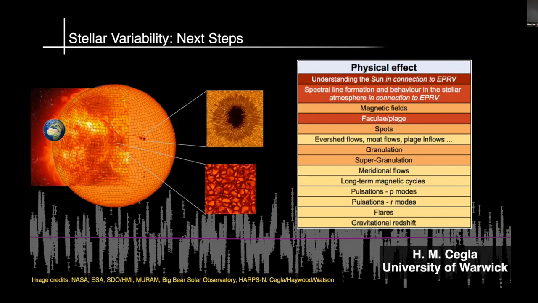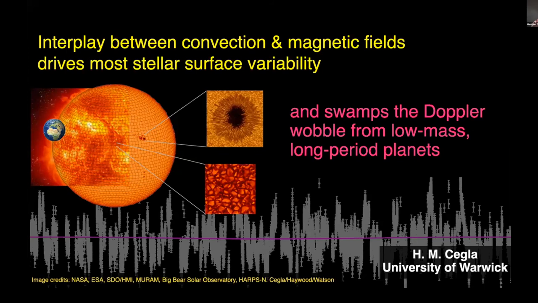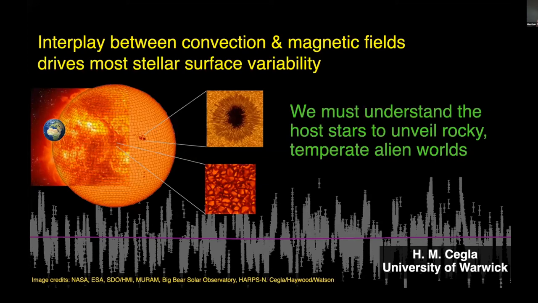So the takeaway here is that the interplay between convection and magnetic fields drives most, if not all, stellar surface variability. And as you can see from the solar data plotted in gray relative to an Earth analog there in purple, it really swamps the Doppler wobble from low mass long period planets. So it is absolutely critical that we understand the host stars if we want to unveil rocky temperate worlds in the future. And I think I finished early here, so we've got a bit of time to dig into some questions if you have any.